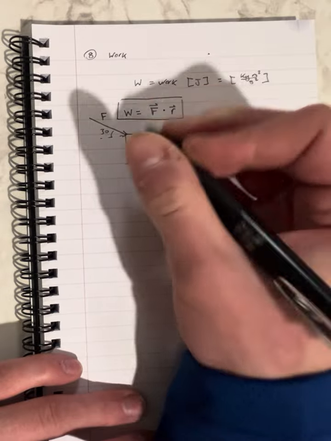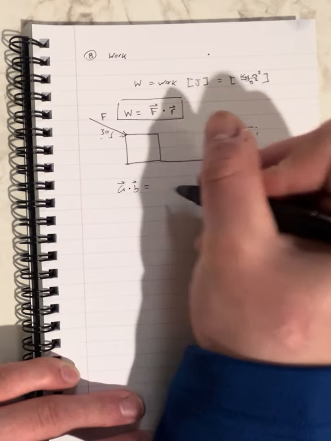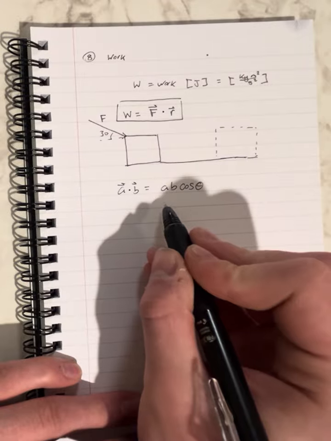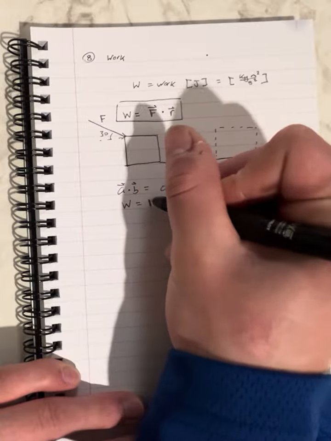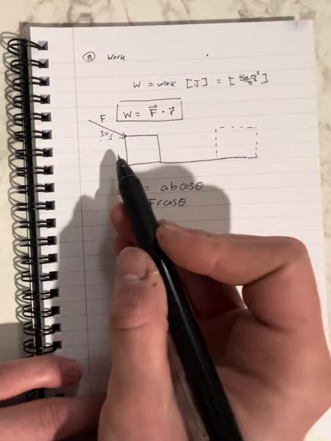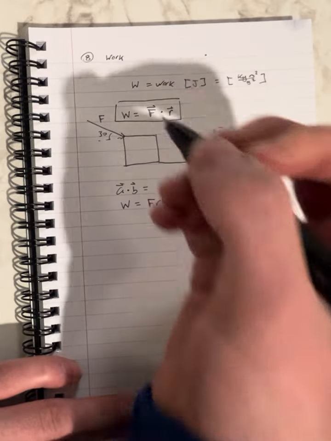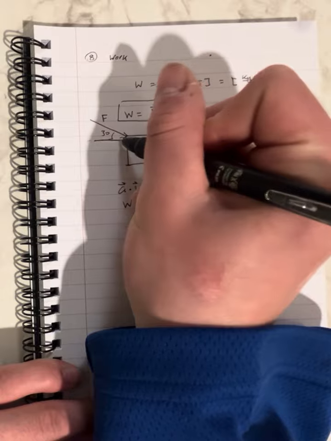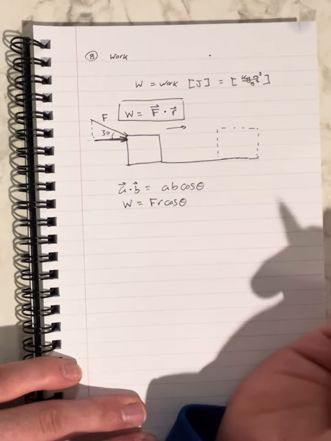Which component is that? Well, if you remember, a dot product A dot B is equal to the magnitude of A times the magnitude of B cosine theta, where theta is the angle between A and B. So in this case, we can rewrite work as W is F R cosine theta. If we look here, the displacement is in the positive x direction, so the cosine theta picks out this horizontal component of the force. This vertical component actually does no work.